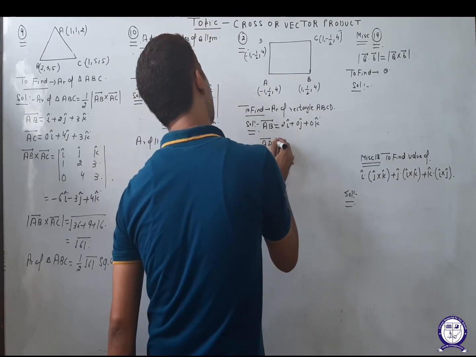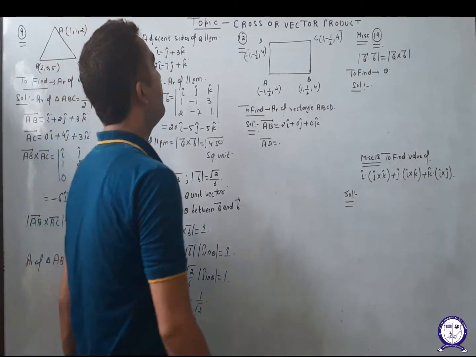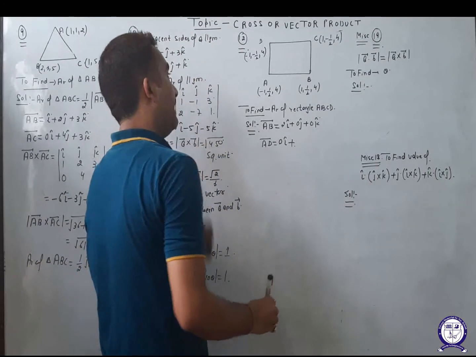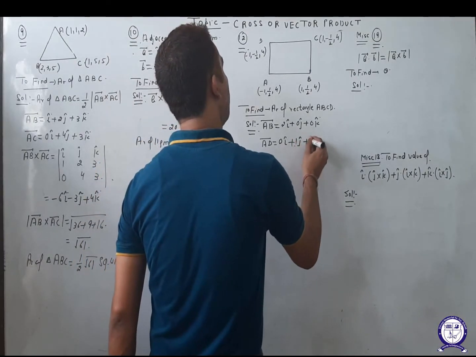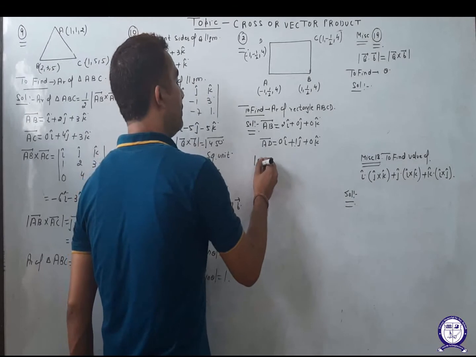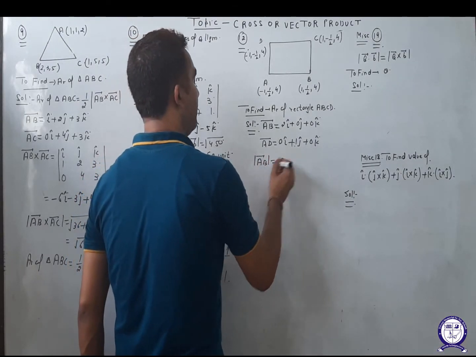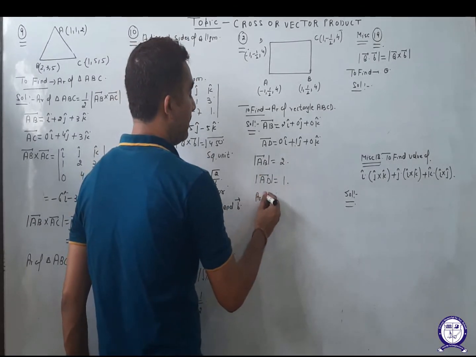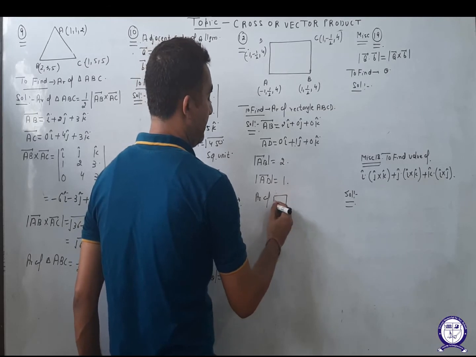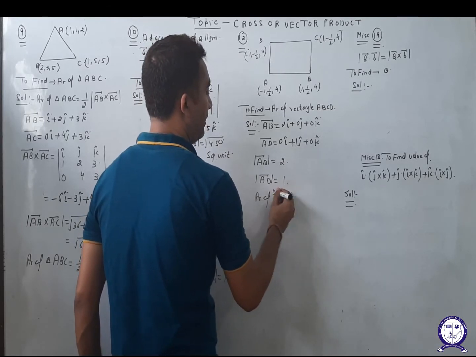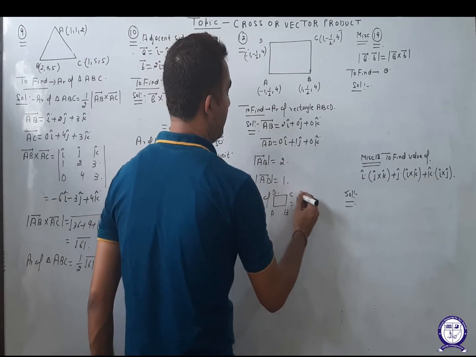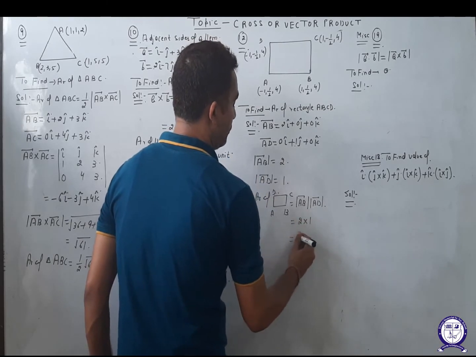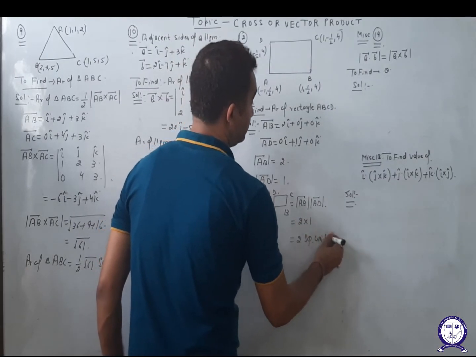Get its breadth, that is AD vector. That becomes 0i cap plus 1j cap plus 0k cap. Get magnitude: magnitude of AB is equal to 2, magnitude of AD is equal to 1. Area of rectangle ABCD is equal to length, that is AB magnitude, into breadth, that is AD magnitude, is equal to 2 into 1, is equal to 2 square unit.